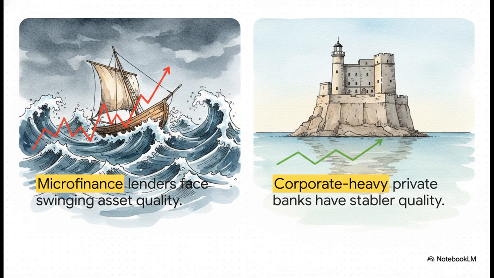And the exact same logic applies to the health of the loans themselves. You are going to see violent asset quality swings at a microfinance-focused lender, simply because their borrowers are far more vulnerable to economic shocks. You have to contrast that with the relative stability of a corporate-heavy private bank. If a corporate bank showed the volatile swings of a microfinance lender, no way. That would be a massive red flag.